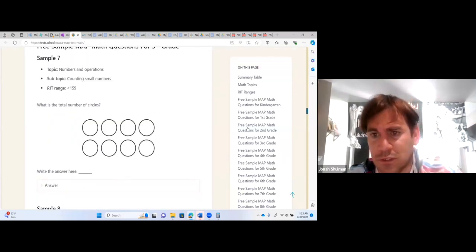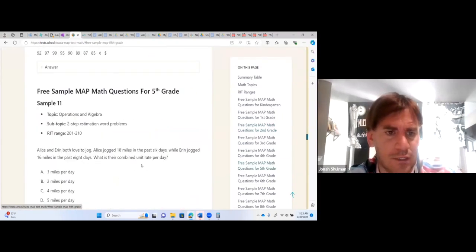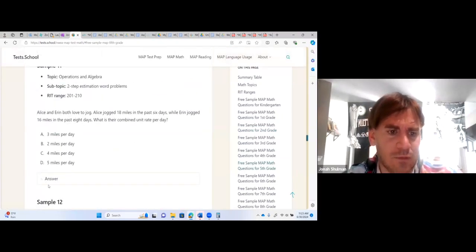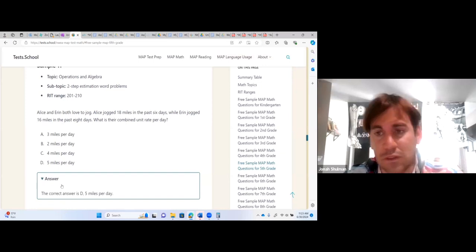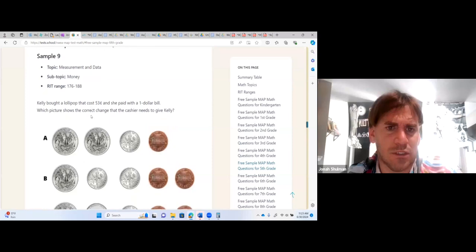So these are what these questions look like. If you want to look up free samples for 2nd grade, for 5th grade, you can work them out and they have the answers here. So you can use this to build your test questions like it. What do they need to know to be able to do it? What are the pre-skills? What are the post-skills? So I think this one's really good.